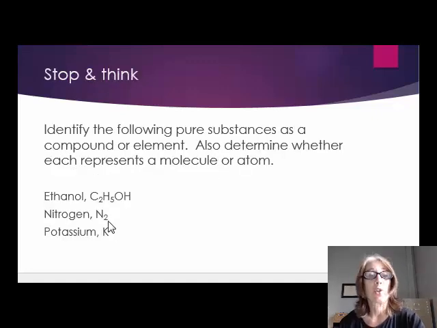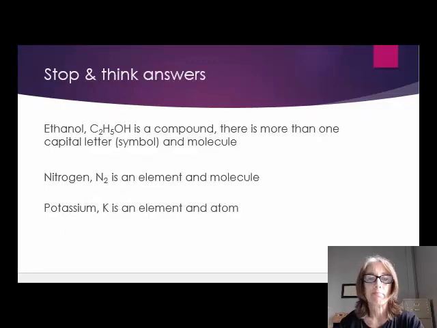It's going to be important for you to be able to distinguish between compounds and elements. So I want you to stop the video and take a look at the information on the slide and determine whether each pure substance is a compound or an element. Also determine whether each represents a molecule or atom. Once you're done, restart the video. Okay, let's see what you got.